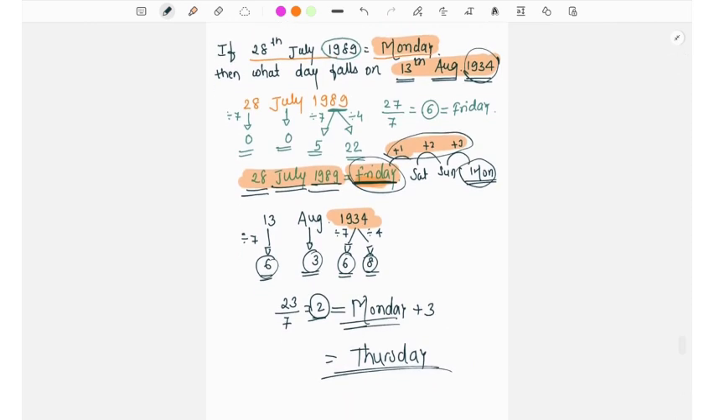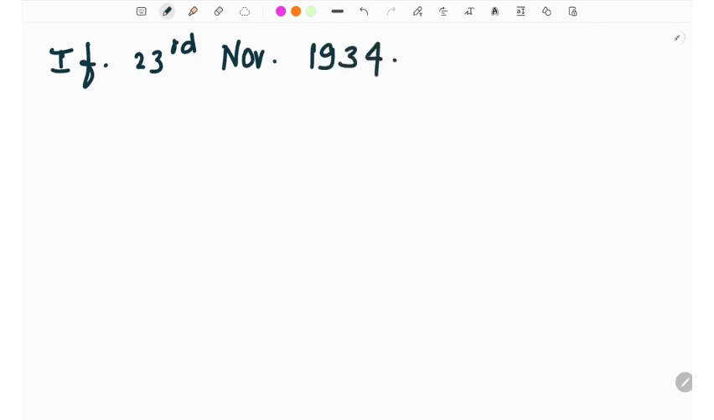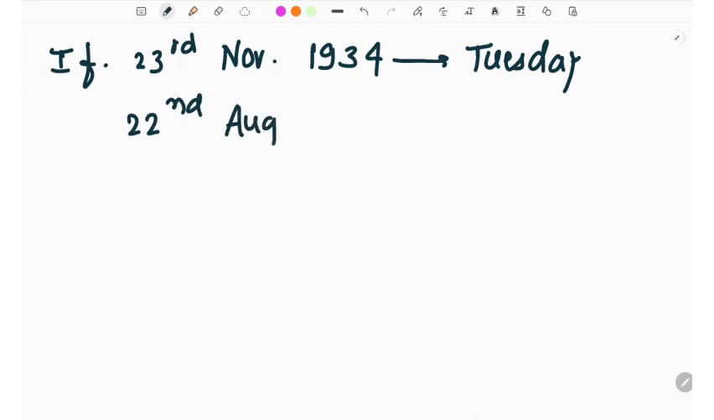Now based upon this category, I'll give you one more question to solve. This is not much important, but you just have to practice this. One more question as homework, just solve this. If on 23rd of November 1934 it was Tuesday, what will be the day on 22nd of August 1981? What will be the day on this particular date? You have to tell me.